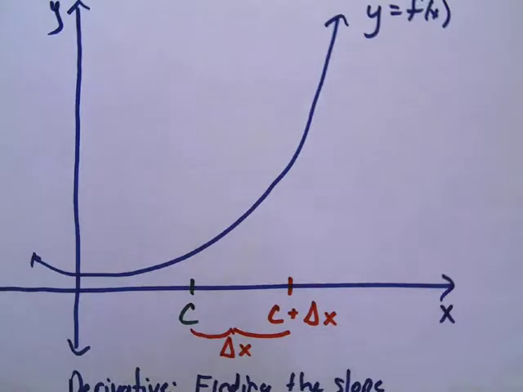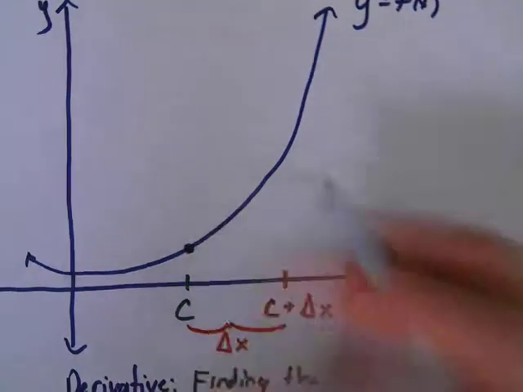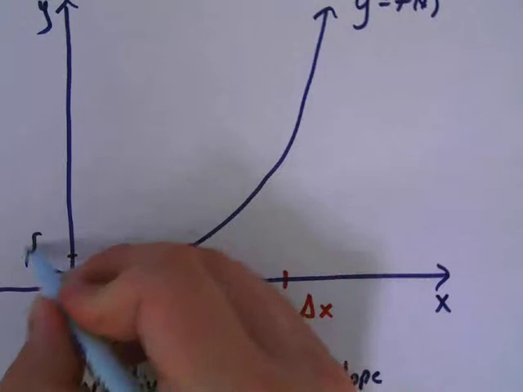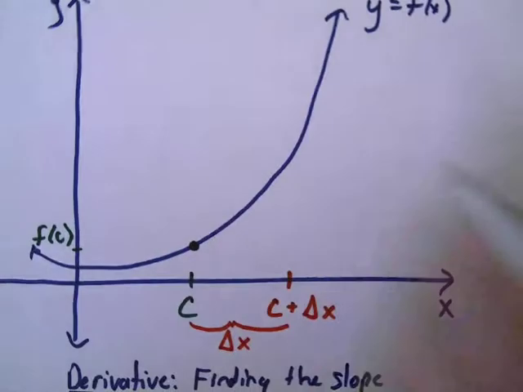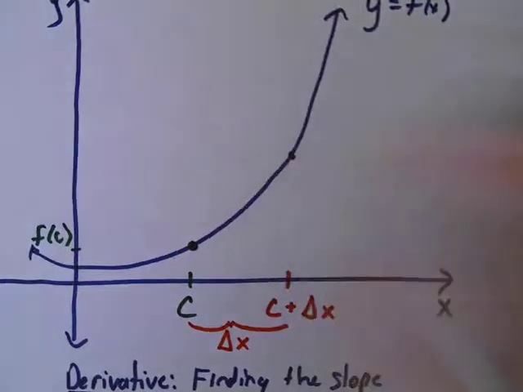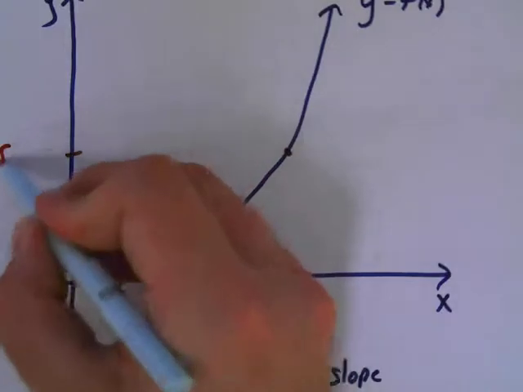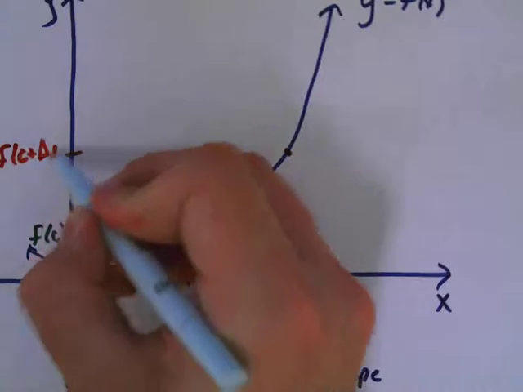So we get then two points on our function. We get f of c, and we also get f of c plus delta x.